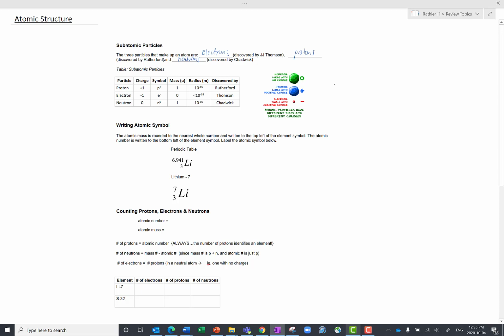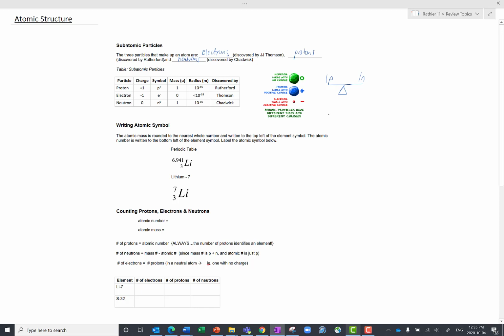So if I think about that, if I had a little scale, like a little balance, if I put 1 proton on one side of the little scale here, then I would need 1 neutron on the other side in order for it to be balanced. Because they both have the same mass, it will be balanced.